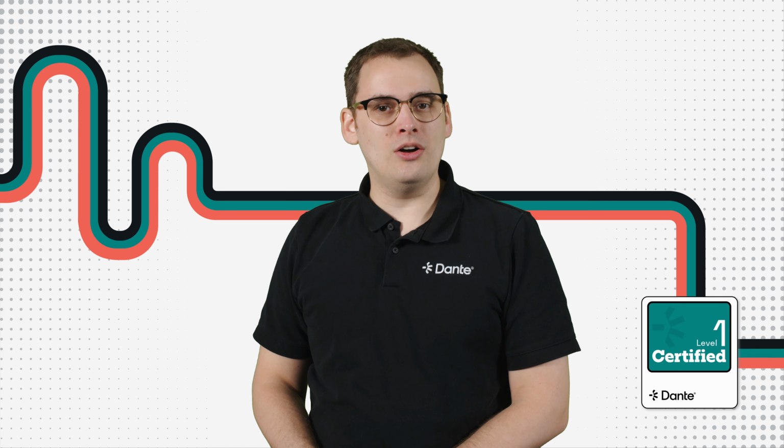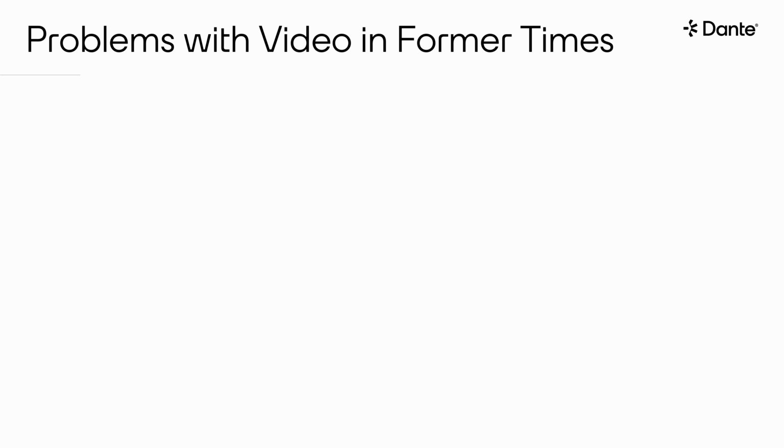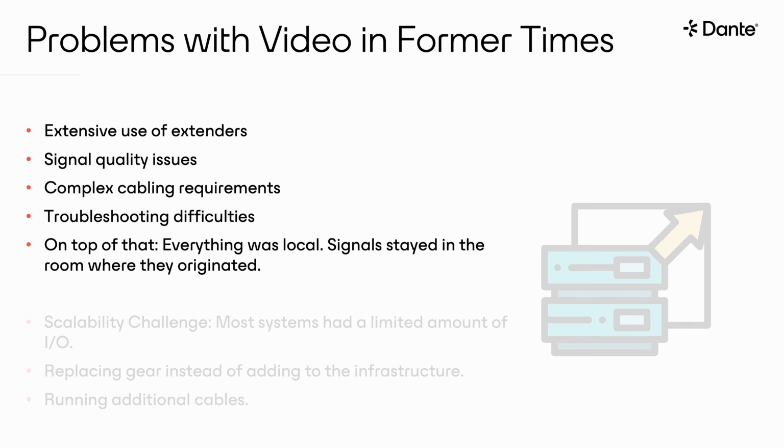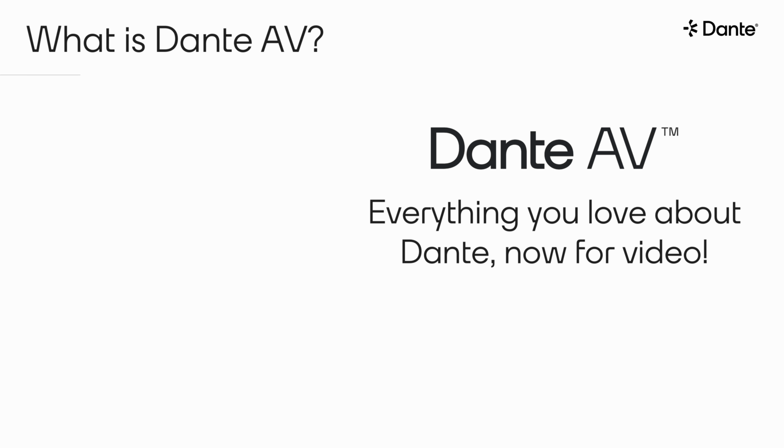Troubleshooting was another headache altogether. If there was a problem, someone had to physically go into the room, open up the rack, trace cables, and swap boxes. It was time-consuming and frustrating. Finally, and most importantly, scalability was a real challenge. Most systems only had a limited amount of I/O. If you wanted to add another mic, a second display, or an extra camera, it often meant replacing gear or running even more cable.